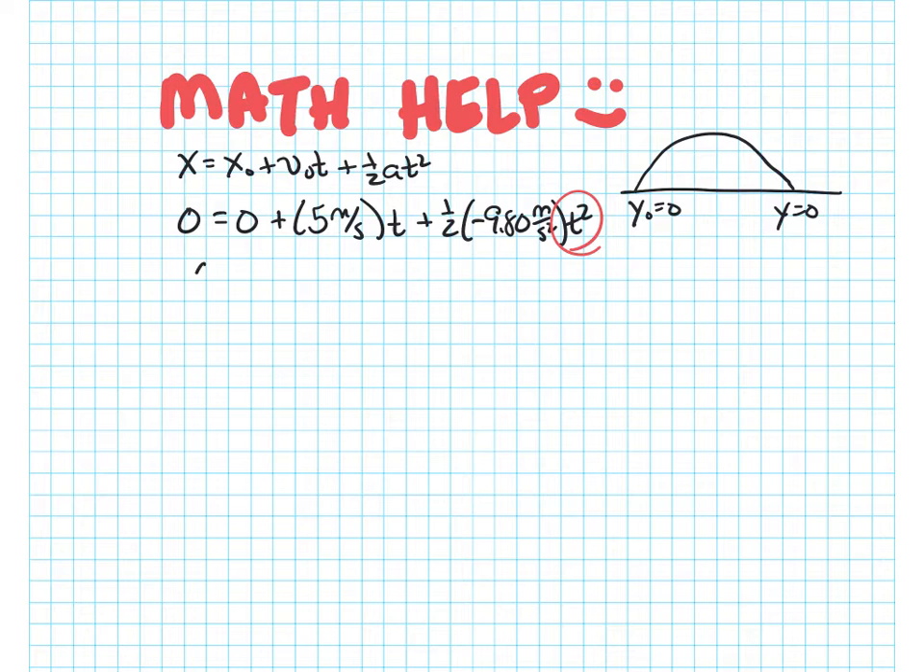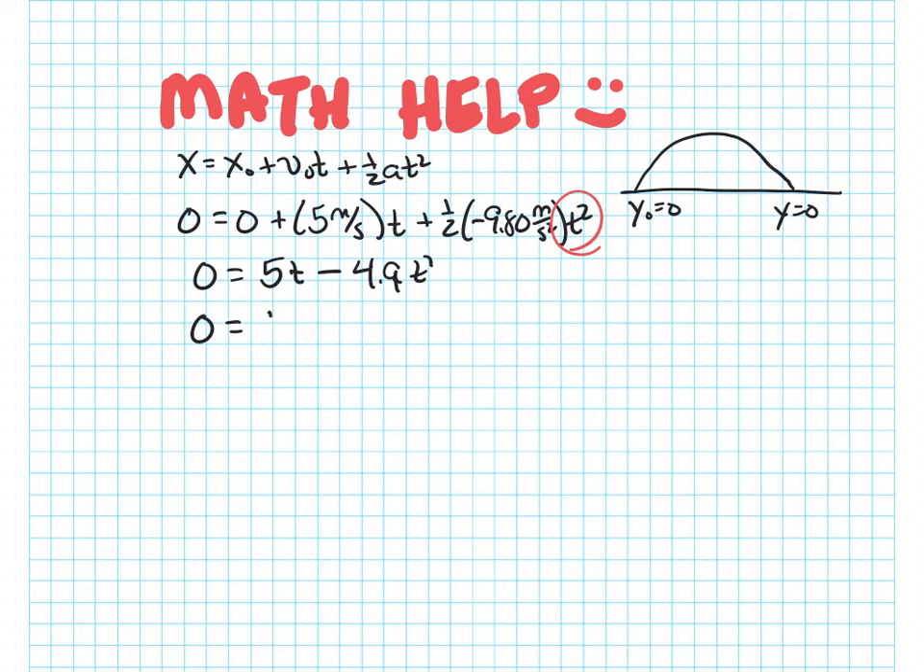So this simplifies to 0 is equal to 5t plus, actually I want to get rid of that plus since it's negative, and write negative 1/2 times 9.8, which is 4.9. So 4.9 times t squared, and that's a t. Okay, so that's how it sets up, and I can use the distributive property.